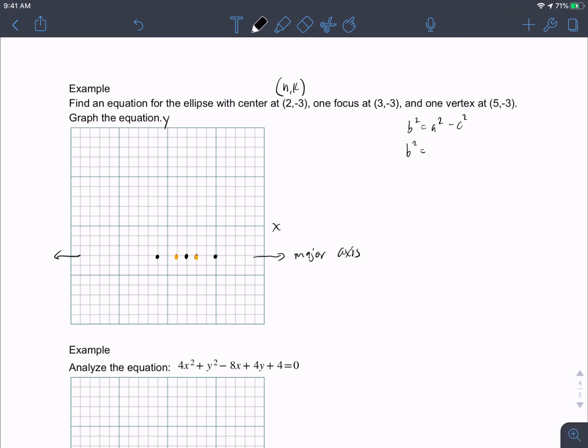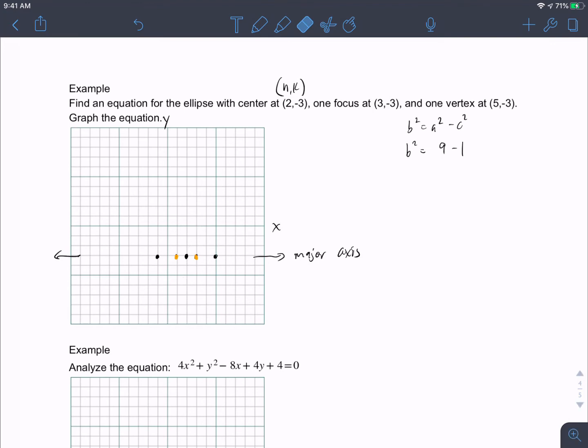So b squared is equal to 9 minus 1. And the way I got that, just so you guys know, my a is the distance from the center to the vertex, so that's a distance of 3. And my distance c is from foci to center, and that's a distance of 1. So this is my c, this is my, I'm sorry, I wrote those backwards. This is my a, this is my c, and that's how I found them graphically.